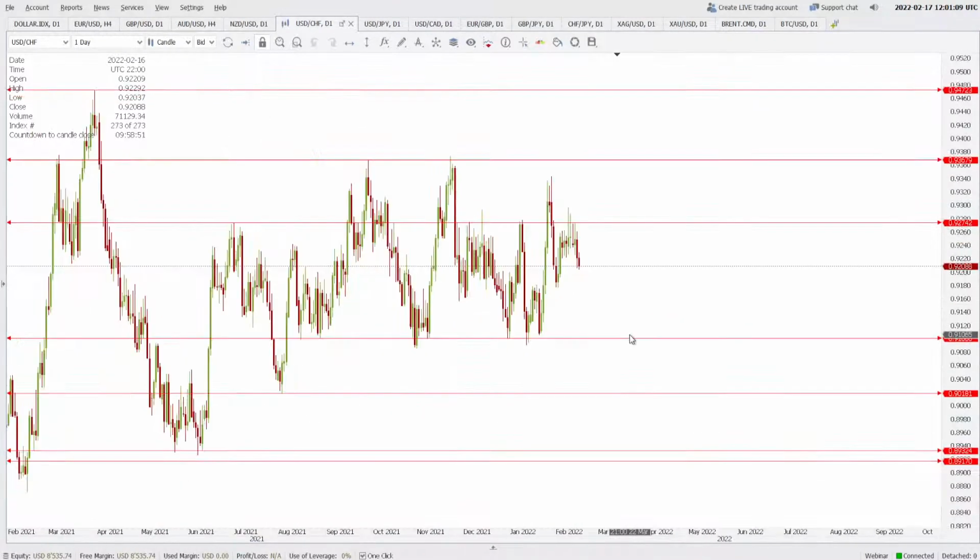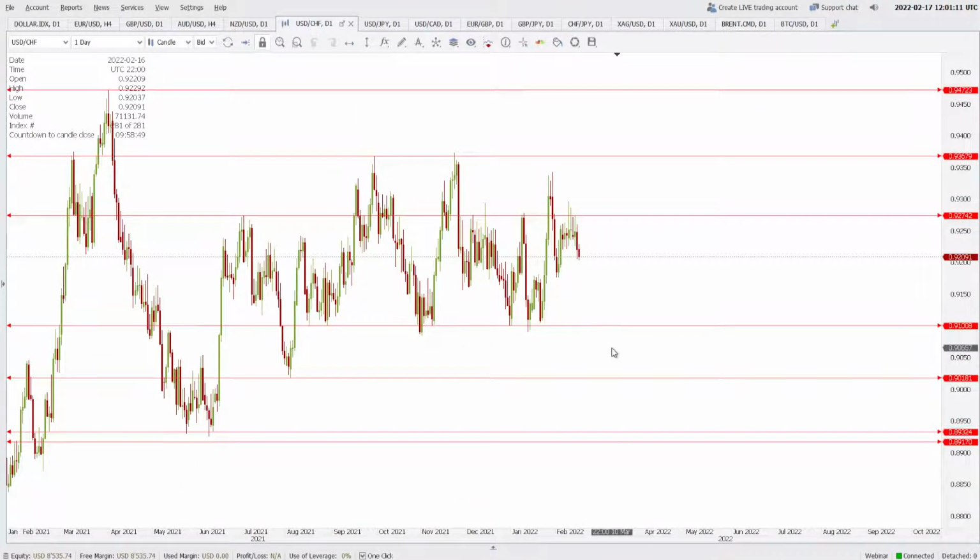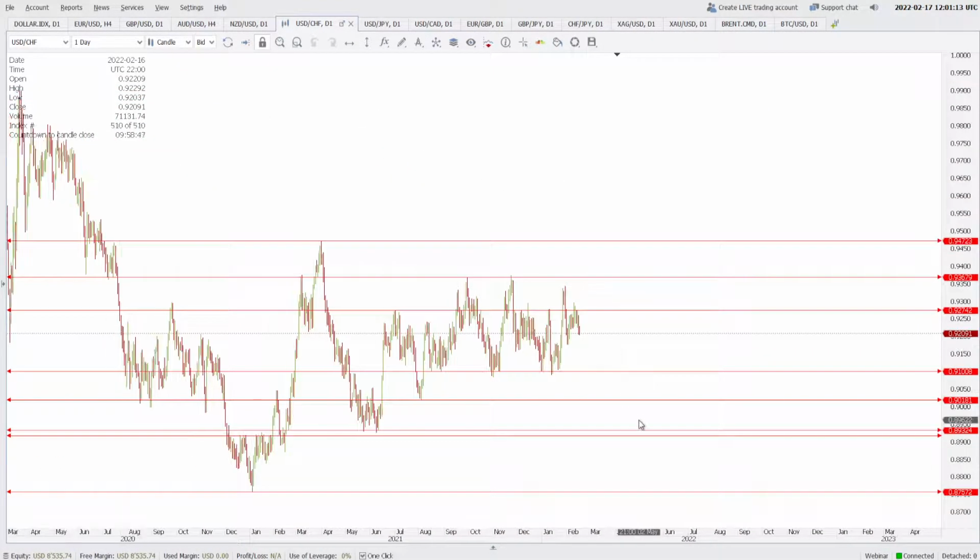But if we see a close below this area, then the price will definitely go to the dustbin. When I say dustbin, that means 0.9018 and 0.8932 will be exposed in this market.